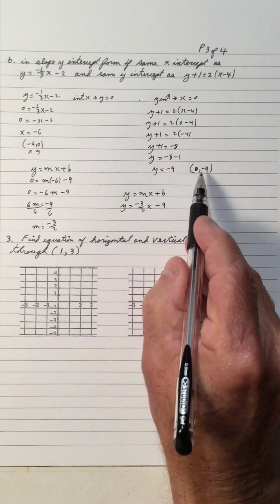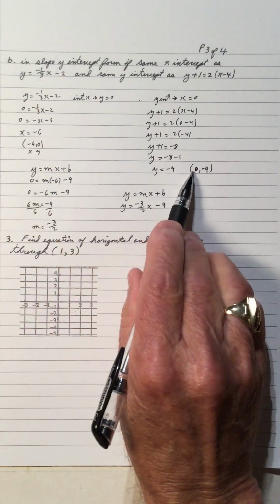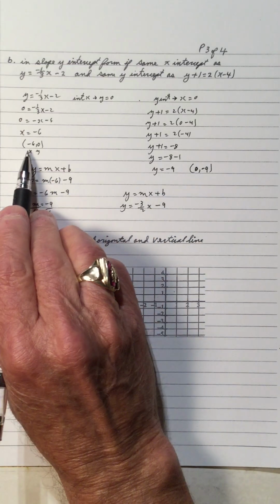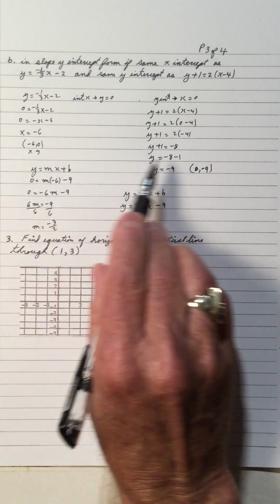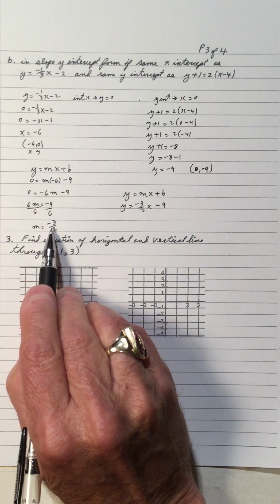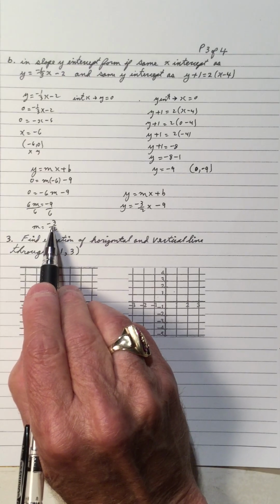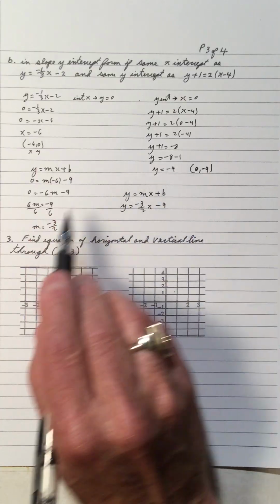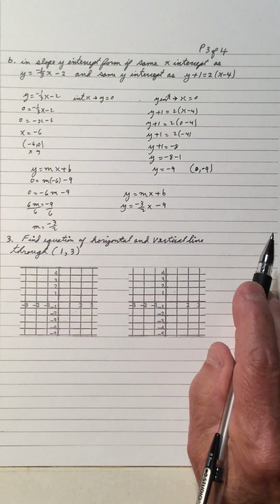I could have taken these 2 points right here, this one, which is the y-intercept, and this one, which is the x-intercept, and worked out the slope using the slope formula. So there's another way to get the slope. Do the slope formula on these 2 points, and you'll come up with negative 3 over 2.